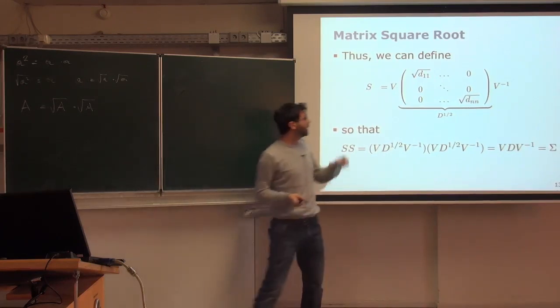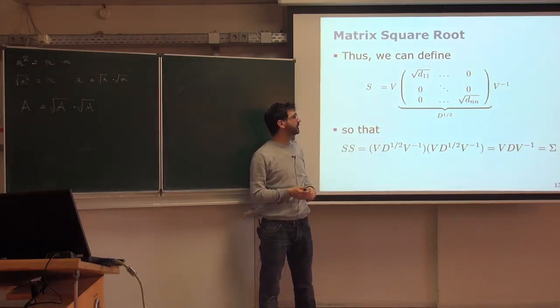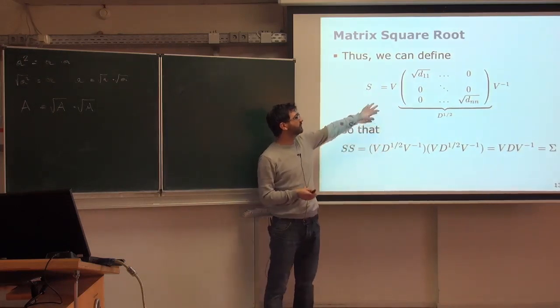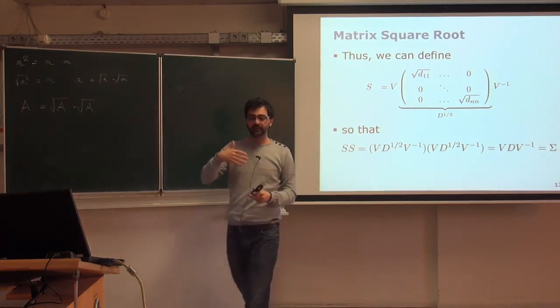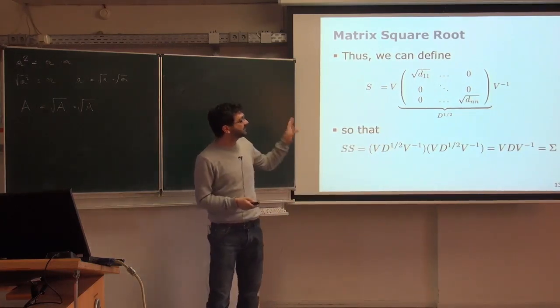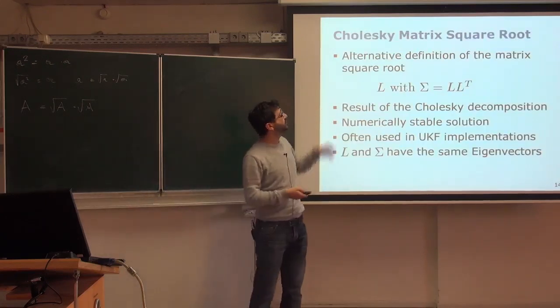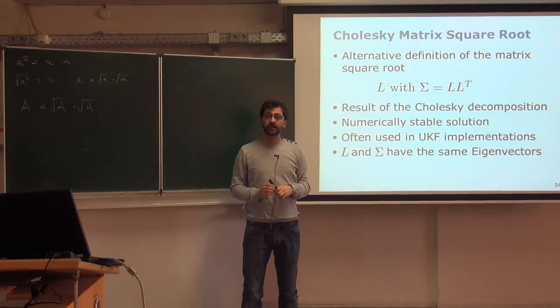Okay? There is also, this is expensive. It's n cubed, but it's also not very numerically stable. So there is another way of computing the square root of a matrix, which involves what's called the Cholesky decomposition. Does any of you know what the Cholesky decomposition is?